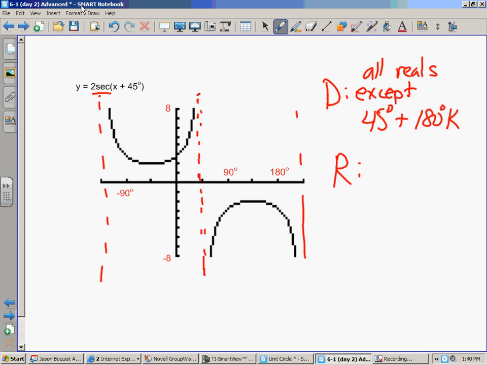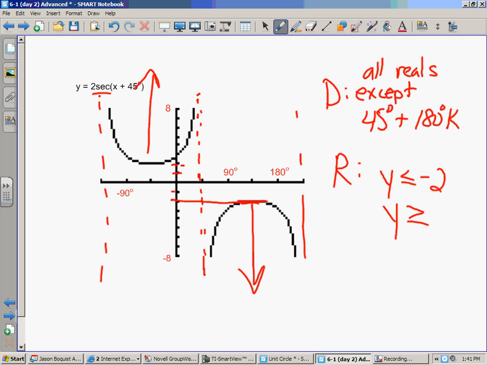Range. It's kind of different. Here's 1, 2. So this is kind of the 2 threshold. So I would say that Y has to now be less than or equal to, because it's got to go this way, right? It's got to be less than or equal to -2, and Y has to be greater than or equal to, because it's got to be all of these, greater than or equal to +2.